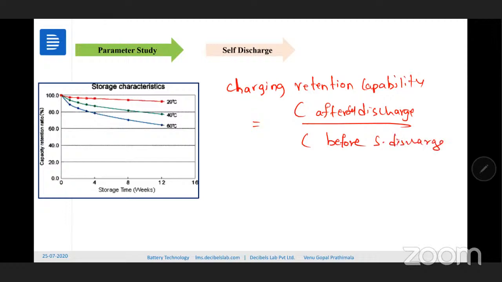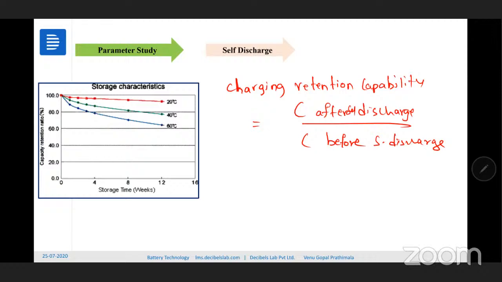Okay, so this gives the charge retention capability values. The faster the self-discharge, the worse the charge retention capability, which means it's very difficult to store the energy in that particular cell. So that's about the charge retention capability.